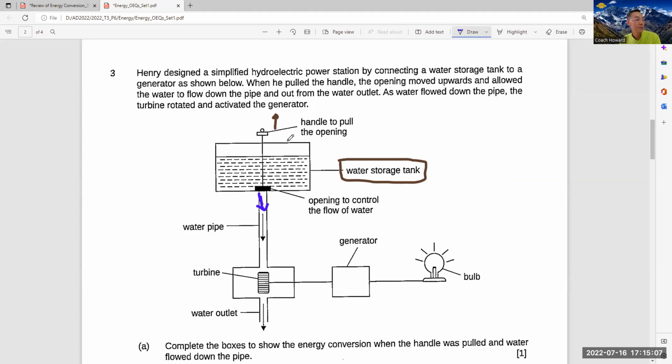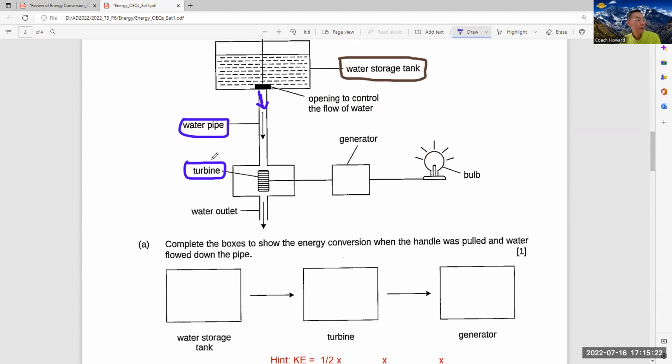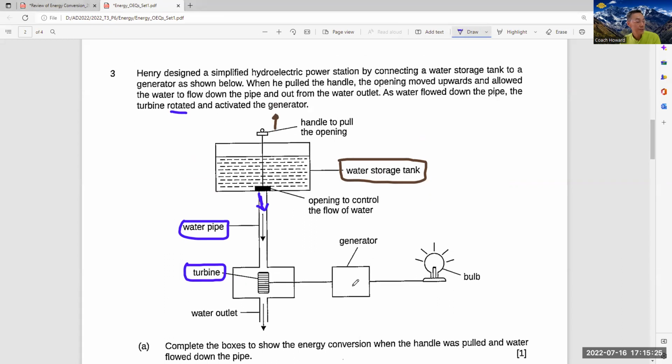Because when the cap is being released, pulled up, water flows down the pipe. So this is the water pipe. The turbine rotates and activates the generator. Some students who joined my class earlier, I have shown them the video clip of how the turbine works. Because the turbine is fixed with many permanent magnets. When the turbine rotates, the magnets spin around the wire, and electricity is produced in the generator. The generator will convert kinetic energy of the spinning magnets to electrical energy.